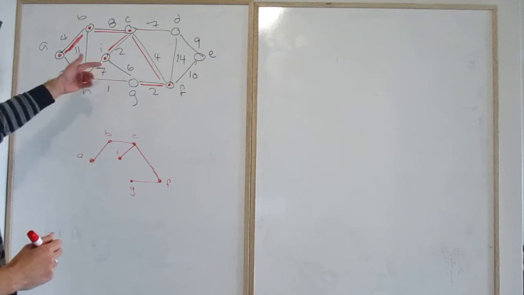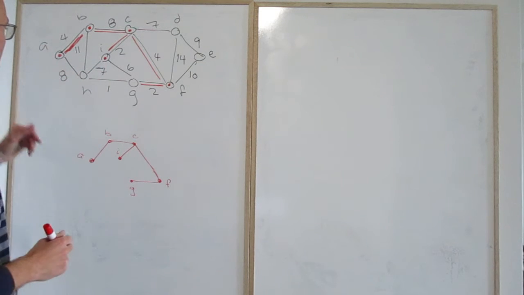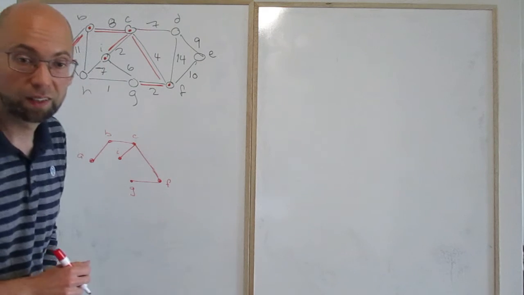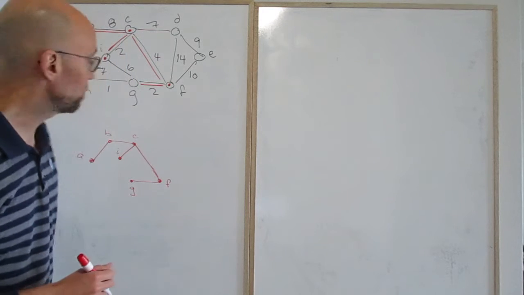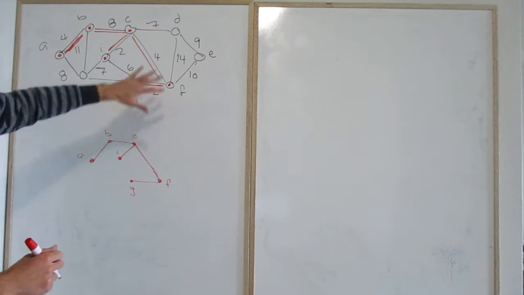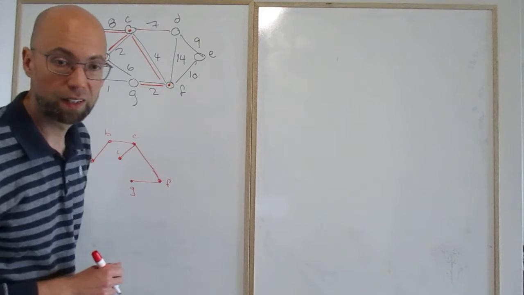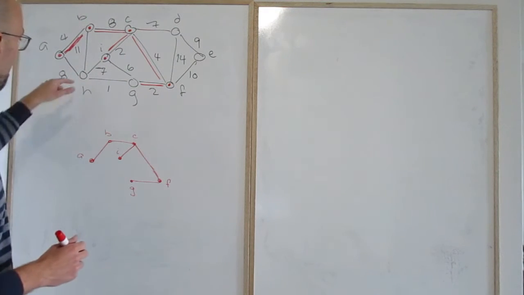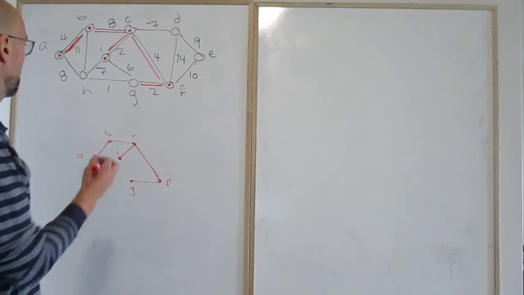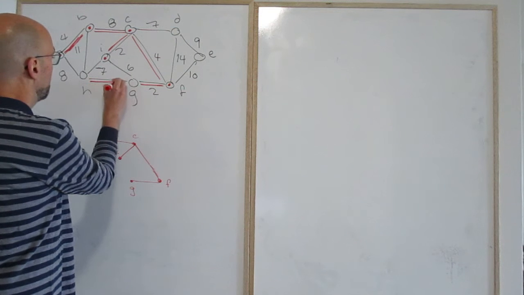Now, what's my cheapest edge incident to my tree? Notice this is always a tree. HG, yes. Is H in my tree? Not yet. I add this.